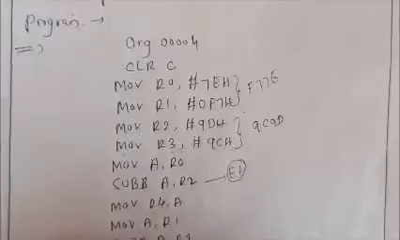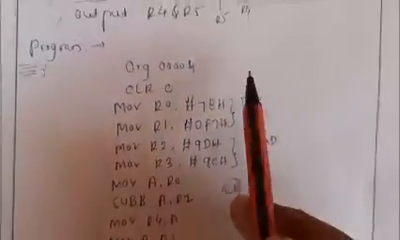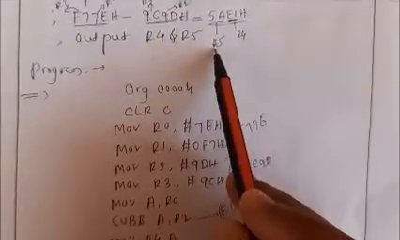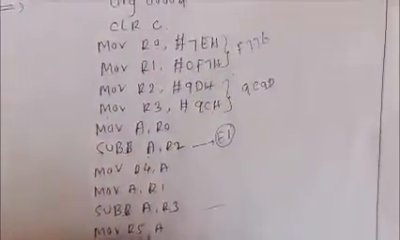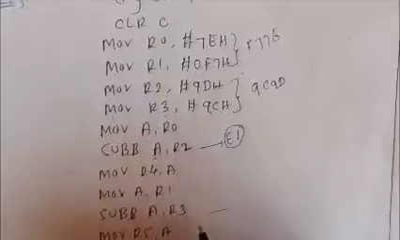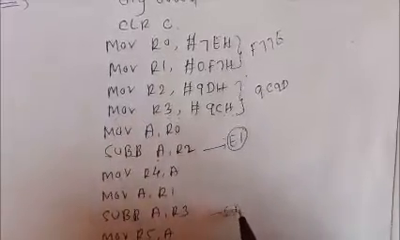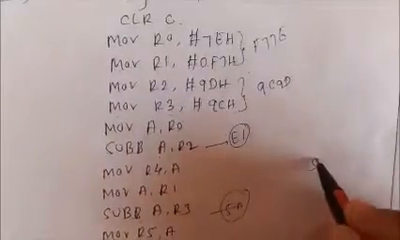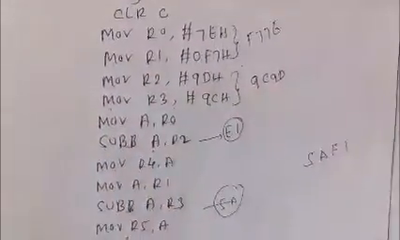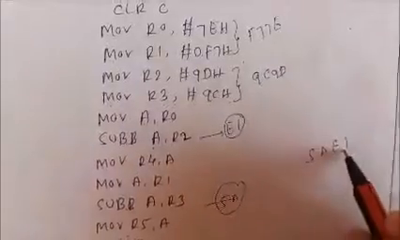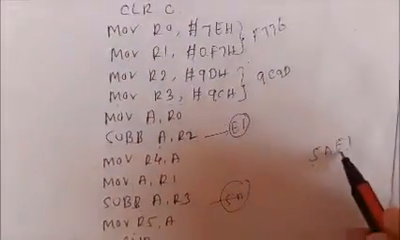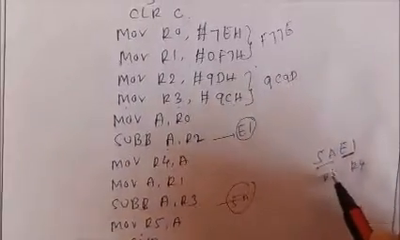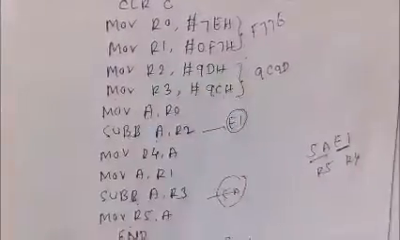By using this one, what will happen? You are getting this result. This is 5A. 5A I need to store in R5. That's why I will use MOV R5, A. So that means here you will get the result 5A, I will store in R5. So what is the total result here? Your result is actually 5A E1. So if you want to see this result on the software side, you need to see the content of R4 and content of R5. You get the complete result.